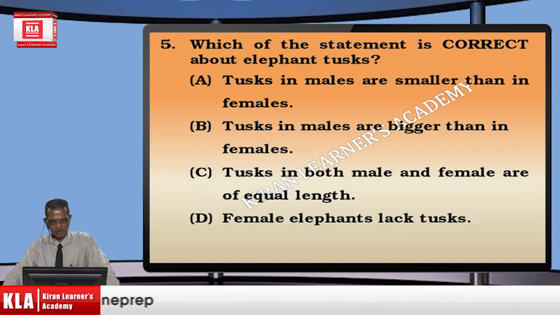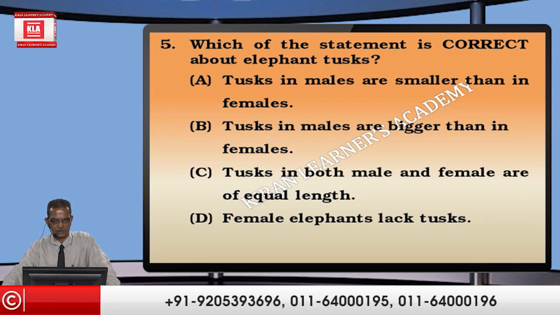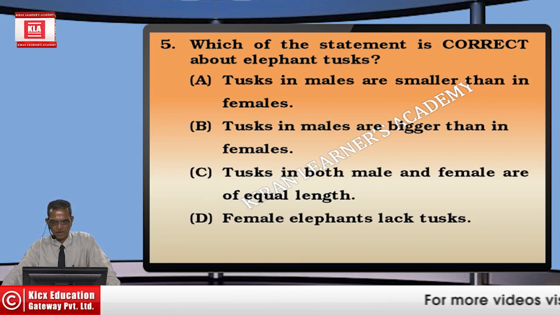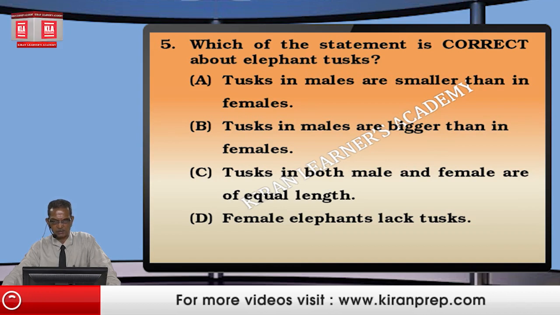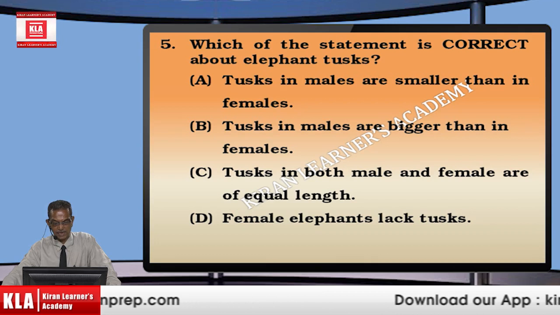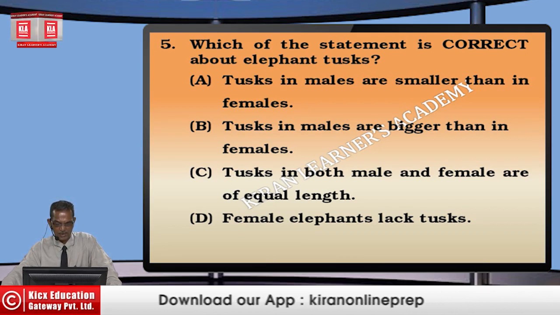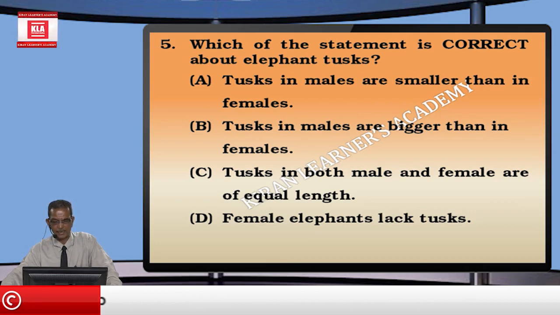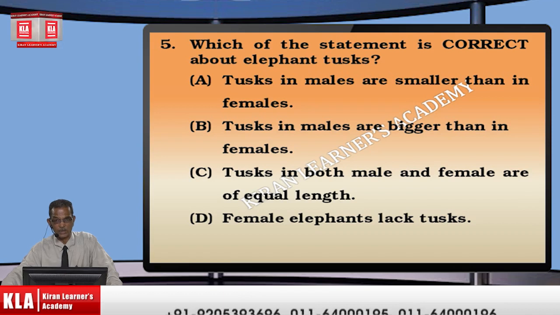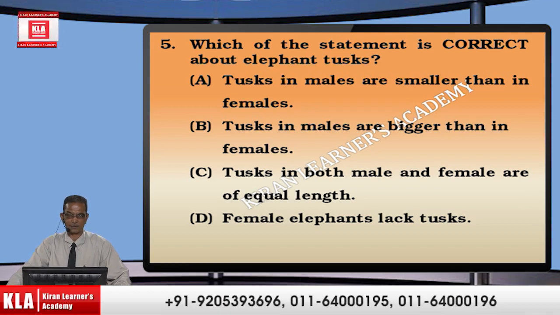Which of the statements is correct about elephant tusk? It's more a question of general awareness in science than purely of science. Tusk in males are smaller than in females. Smaller means in size. Tusk in males are bigger than in females. Tusk in both male and female are of equal length, that neither has got longer or shorter tusk. Or the last, female elephants lack tusk. That means they do not have any tusk. Now, which of these four is correct?